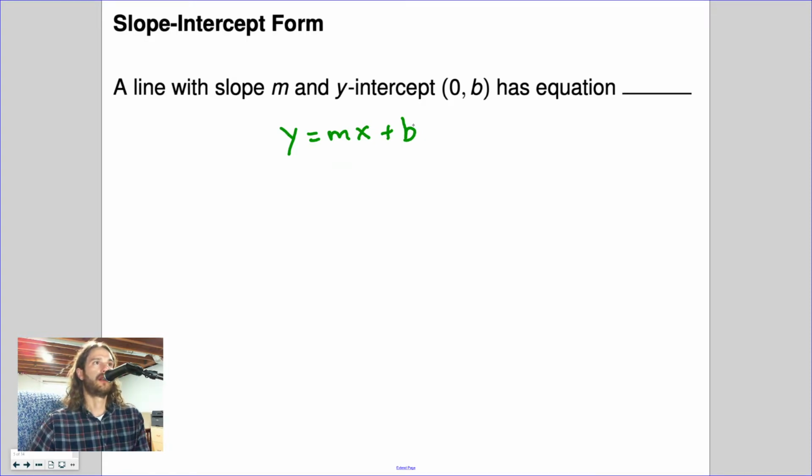Okay, so a line with slope m and y-intercept b has the equation y equals mx plus b. This is our slope. This is our y-intercept, right? It's called slope-intercept because it's the order that it's written.